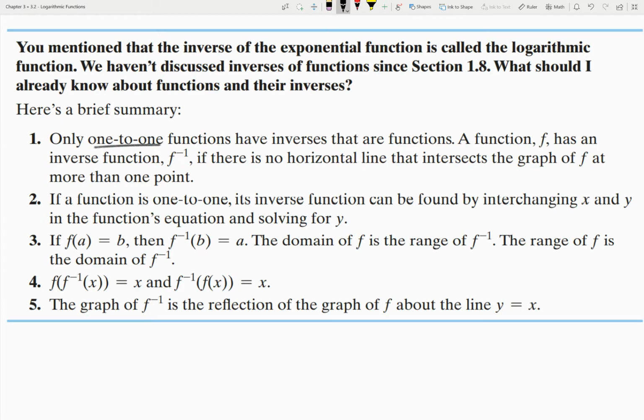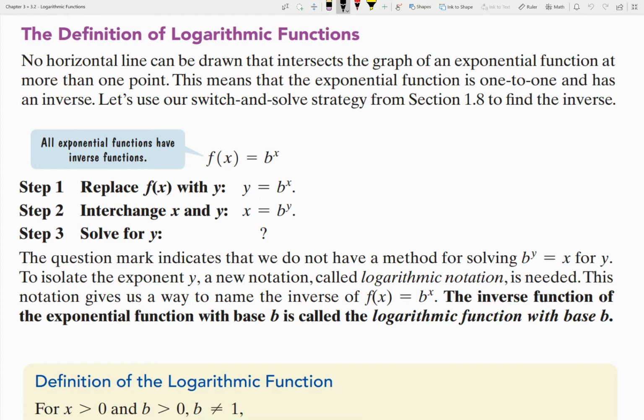And then here's some basic rules for inverses. If f of a is equal to b, then f inverse of b is equal to a, right? Domain and range are switched. You find inverses by switching x and y. The domain and range of a function and its inverse function are also reversed. The inverse property applies here where we have f of f inverse of x is equal to x. They undo each other either way you put them into each other. And the graph, which we're going to do some graphing, is the reflection of the graph of f about the line y is equal to x.